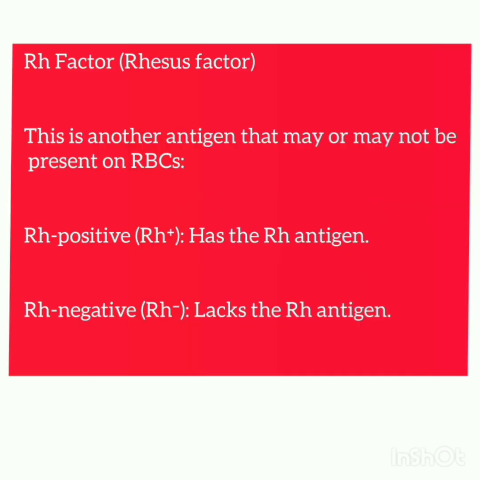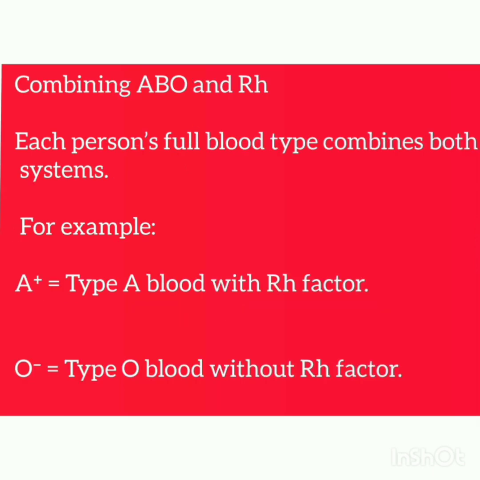2. Rh factor, rhesus factor. This is another antigen that may or may not be present on RBCs. Rh positive has the Rh antigen. Rh negative lacks the Rh antigen. Combining ABO and Rh, each person's full blood type combines both systems, like A positive with Rh factor or A negative without Rh factor.